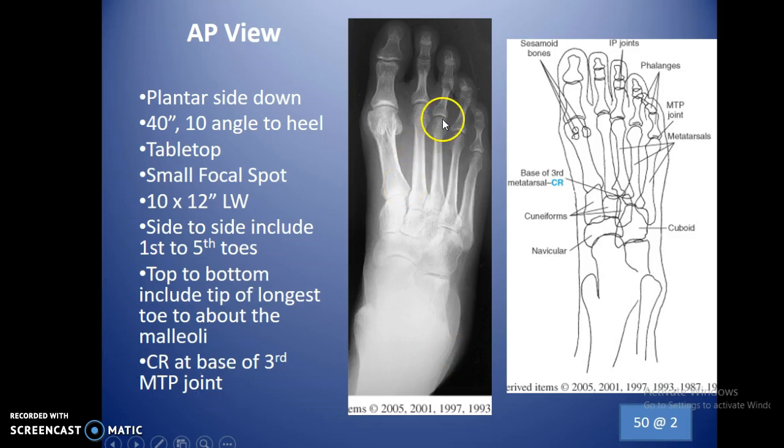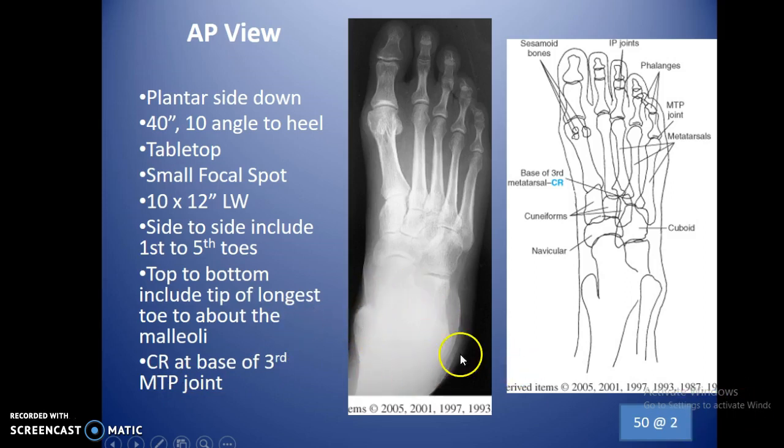So we're looking at the third metatarsal. Base of the third metatarsal, it doesn't really make sense. It says MTP because that would be right here. We're actually going to center down here, so that should just say MT joint base. 50-2 is what you're going to start at.